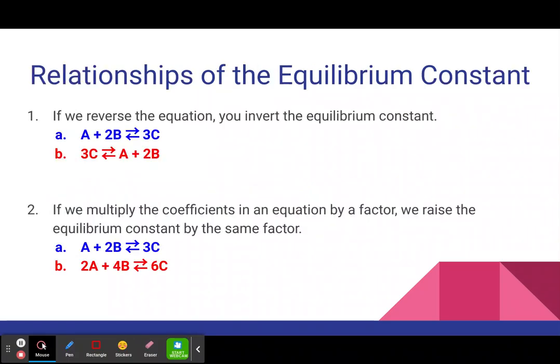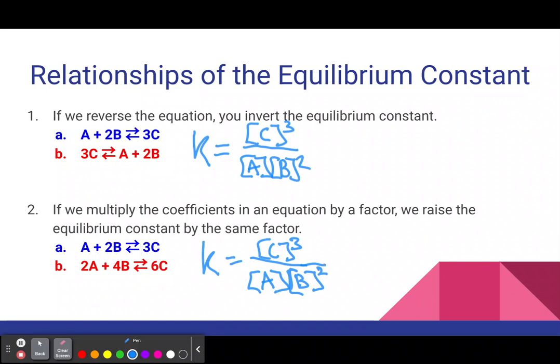All right. Relationships with the equilibrium constant, and then we'll be done. So it says if we reverse the chemical equation, you invert the equilibrium constant. So let's take a look here. If I write my equilibrium constant for the first reaction here, we would get K equals C cubed over the concentration of A times the concentration of B squared. Okay? Now, you'll notice, guys, that I also wrote that for number 2 because in the second case, it's the same reaction, so I wrote it for both cases.